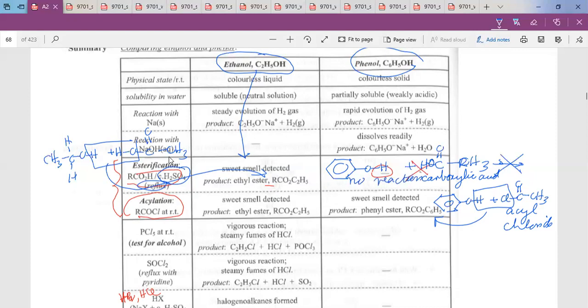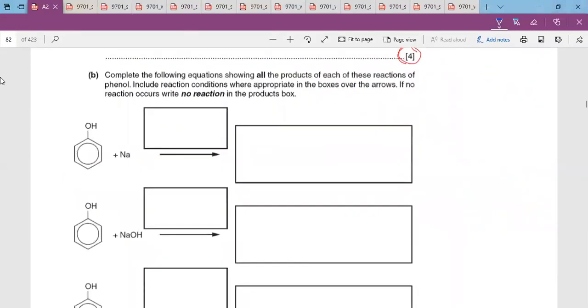Okay, I'll show you the question. It's on page 82. See here, this whole thing is a summary of all the reactions of phenol. I asked you to do it, but don't care. I'm not going to do all this for you now.